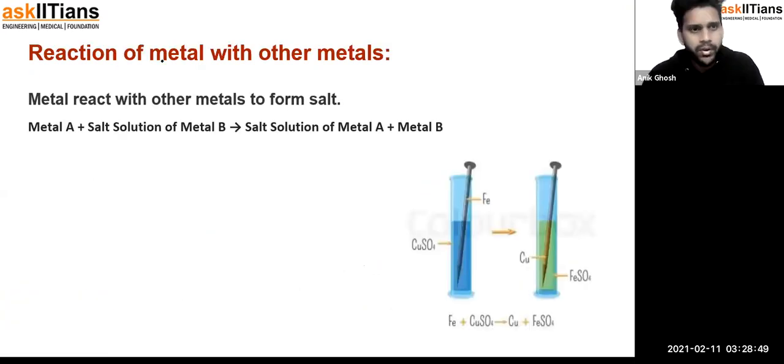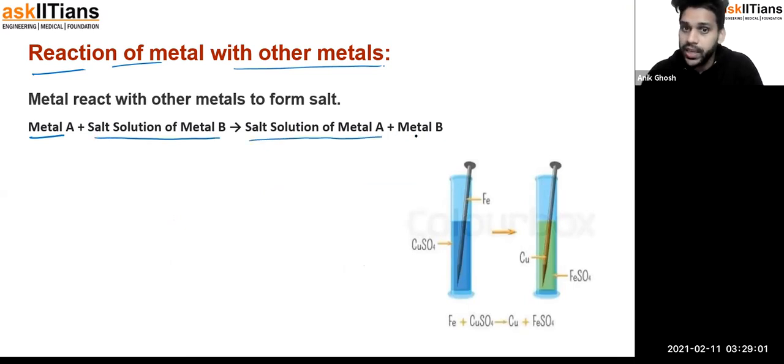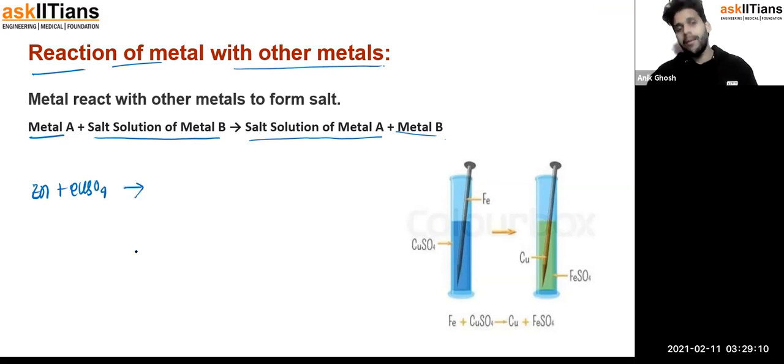Now we would deal with this part, reactions of metals with salts of other metals. So when a metal A is reacting with a salt of metal B, what happens is, like if you are reacting zinc and copper sulfate, what would happen if you just react them together? This cation would take this anion and this would remain as it is. So copper plus ZnSO4.